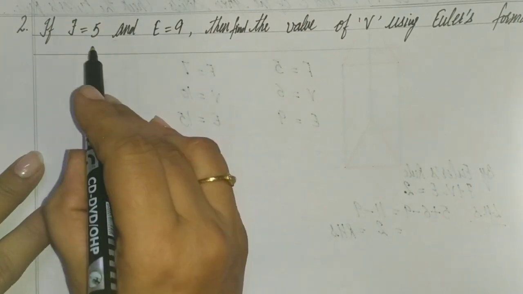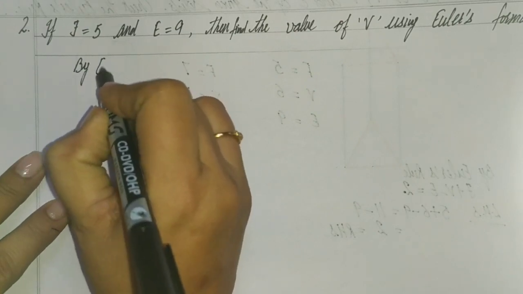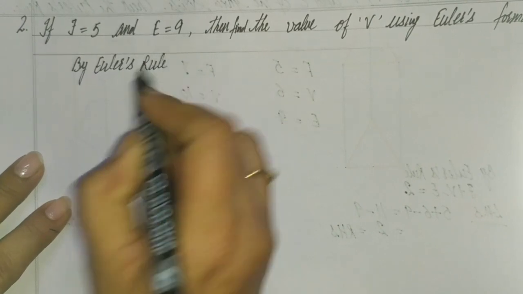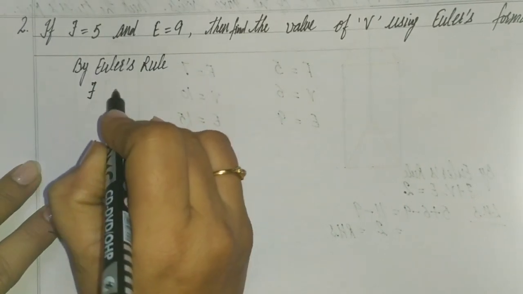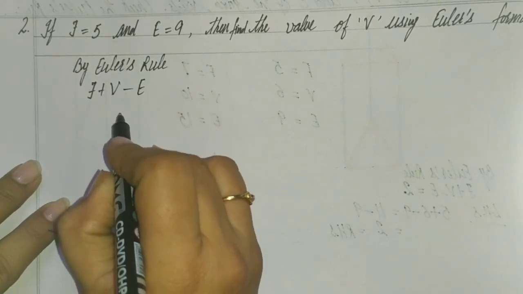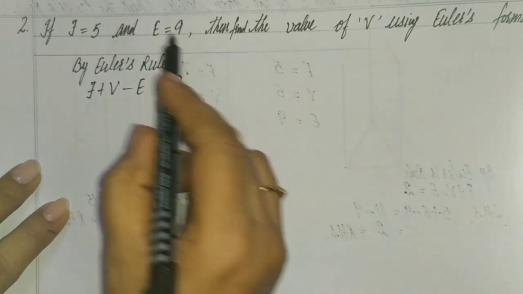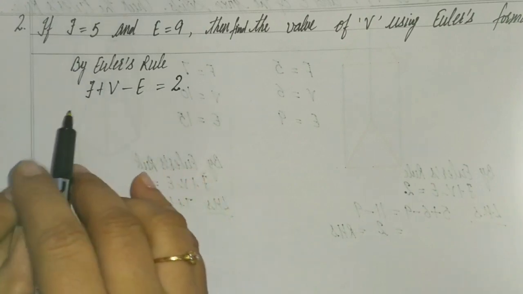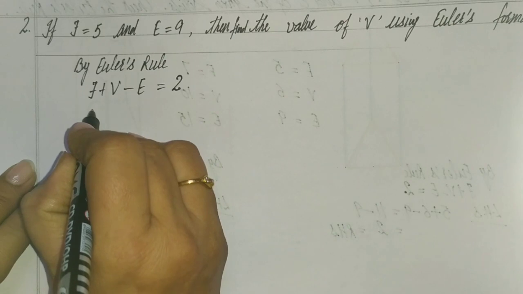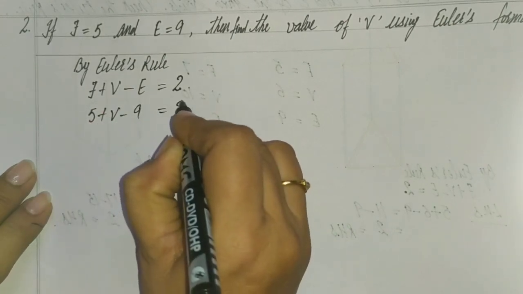Faces and edges are already given. What about Euler's rule? First of all we'll write down Euler's rule. According to this rule, the sum of the faces and vertices, if we subtract edges from this, then the result must be 2. Now enter the given values over here and find the number of vertices. So what is the number of faces here? That is 5 plus V, we have to find, minus edges 9, is equal to 2.